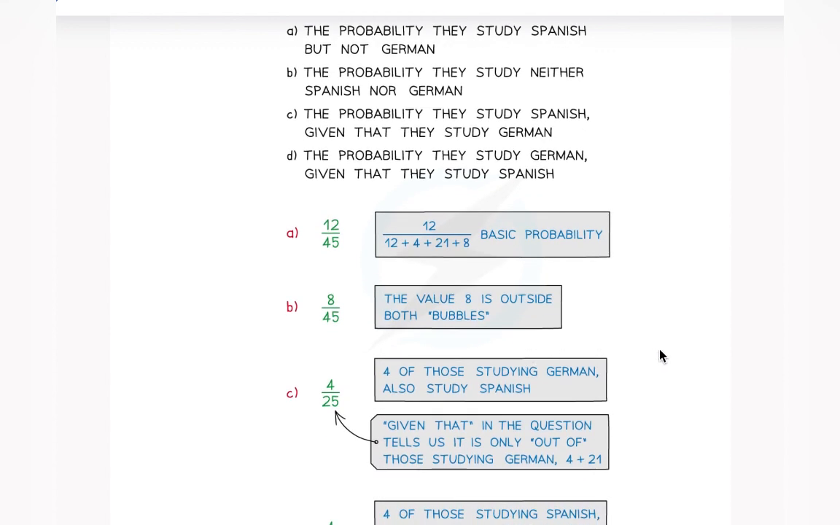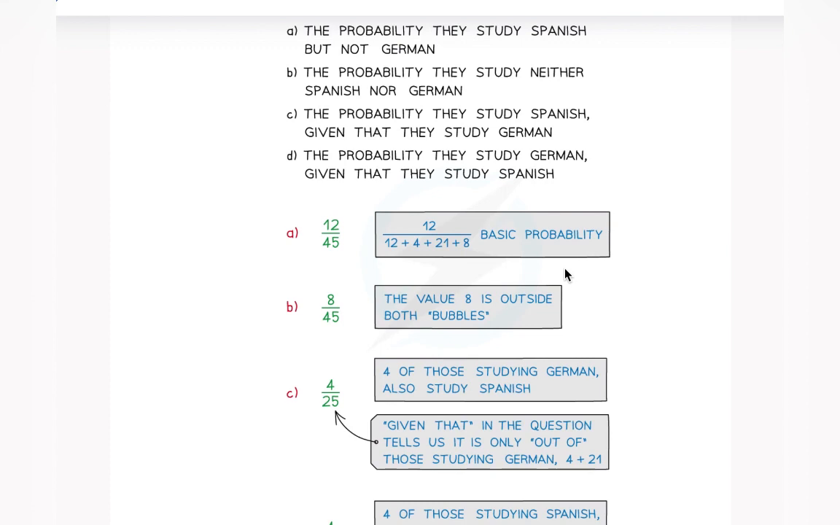We say here, 4 of those students who study German also study Spanish. That's why we got 4 on top. Given that, in the question, tells us that it is only out of those who study German. If you analyze the English, find the probability of those who study Spanish, given that they study German. Meaning, those Spanish students must be students who also study German. So those who study both of them is 4.